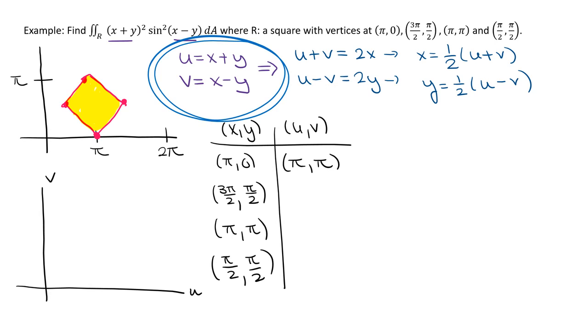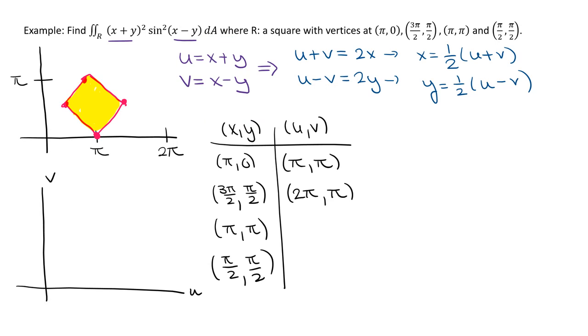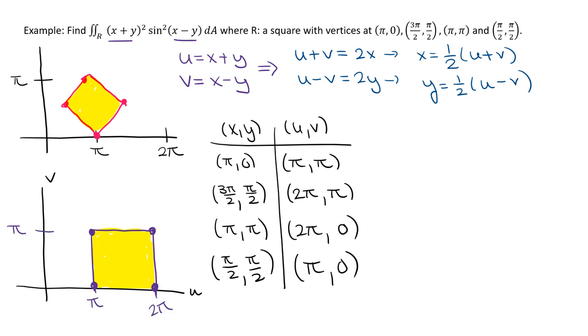So if x is pi and y is 0, x plus y is pi, and x minus y is also pi. So that point becomes the point pi pi. If x is 3 pi over 2 and y is pi over 2, u would be 3 pi over 2 plus pi over 2. That's 2 pi. And v would be x minus y, which is 1 pi. And then the other 2 points, pi pi becomes the point 2 pi 0. Pi over 2 becomes the point pi 0.